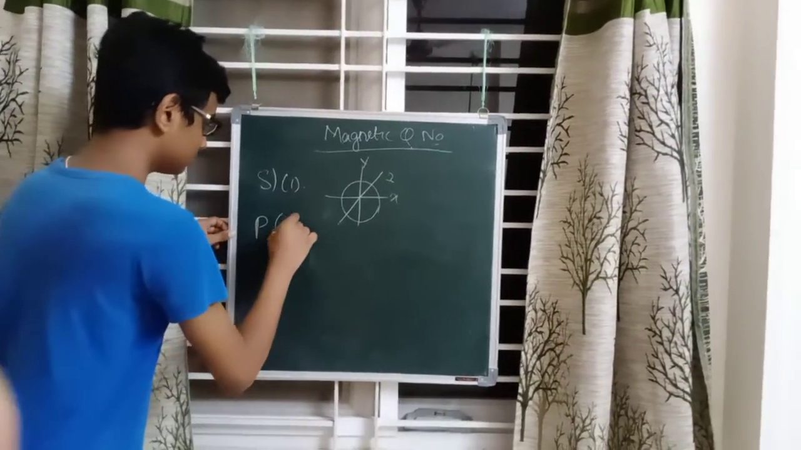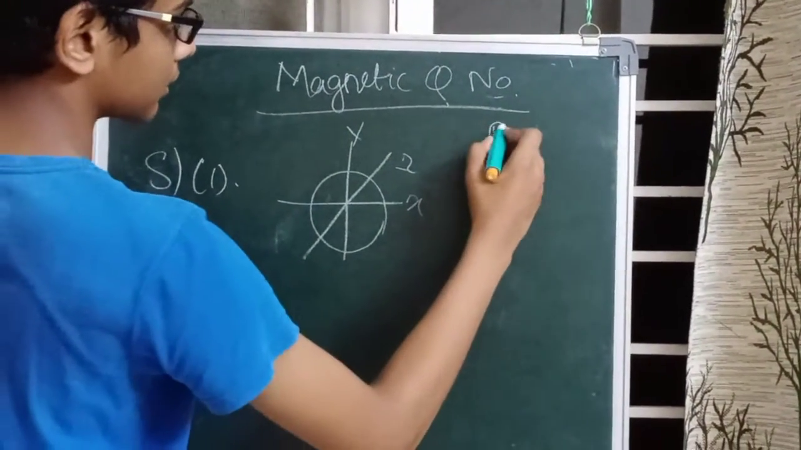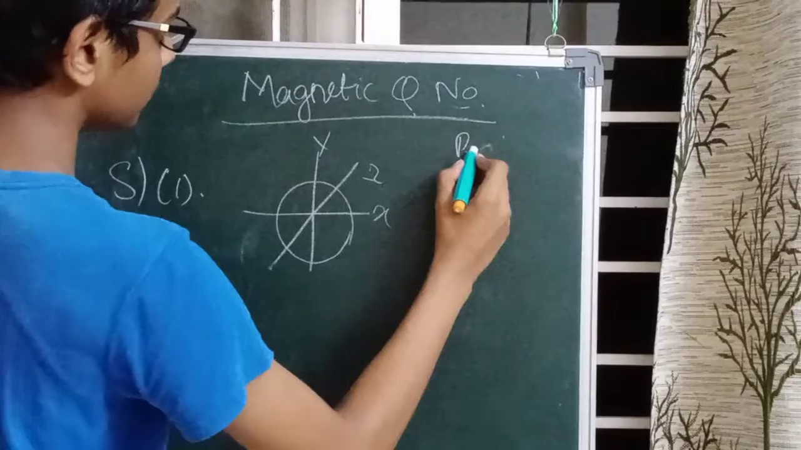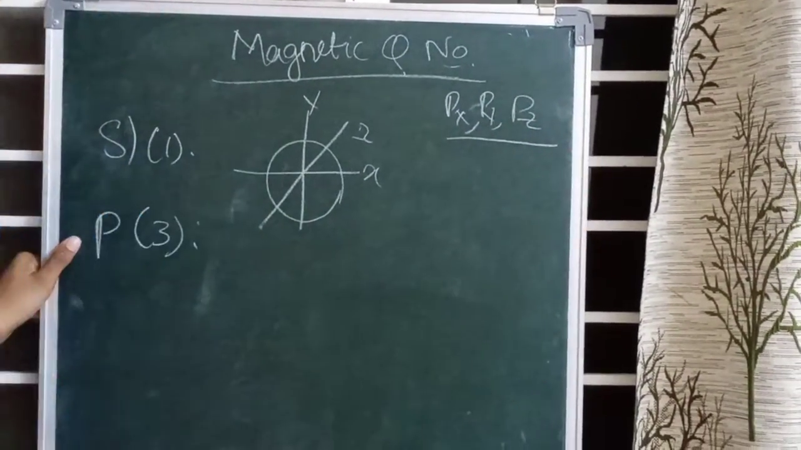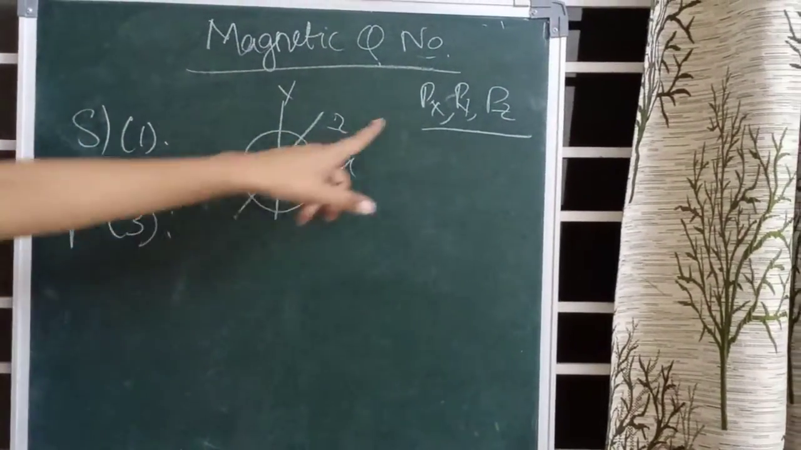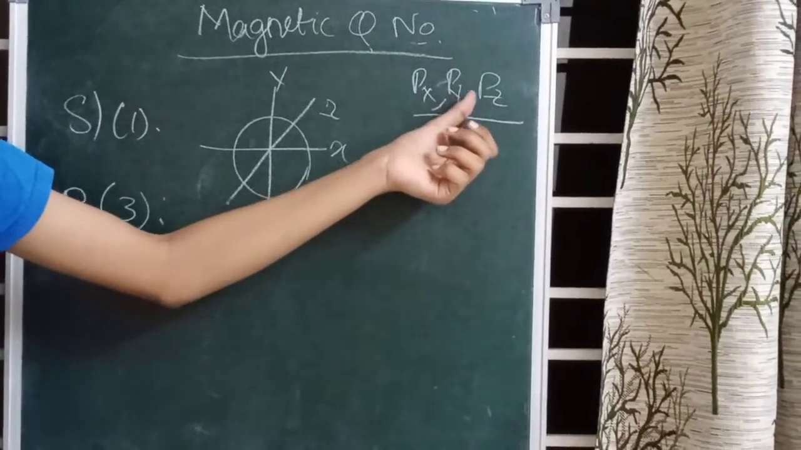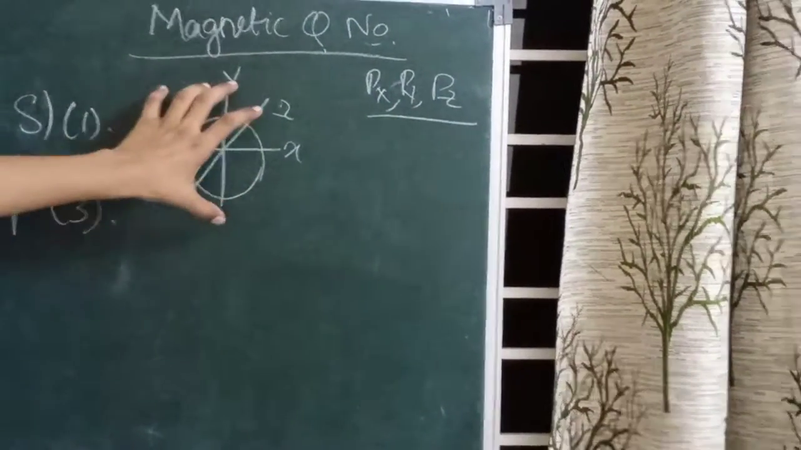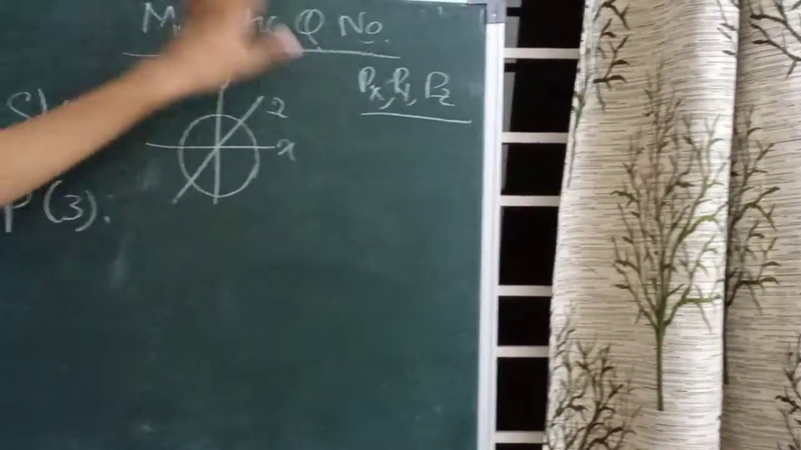For P, as discussed, there are 3 values. I am going to write the values here: Px, Py, Pz. For S, it is only S. For P, there are 3 values: Px, Py and Pz. That is P in the x-axis, P in the y-axis, and P in the z-axis. So based on this, we can represent them in these 3 axes.